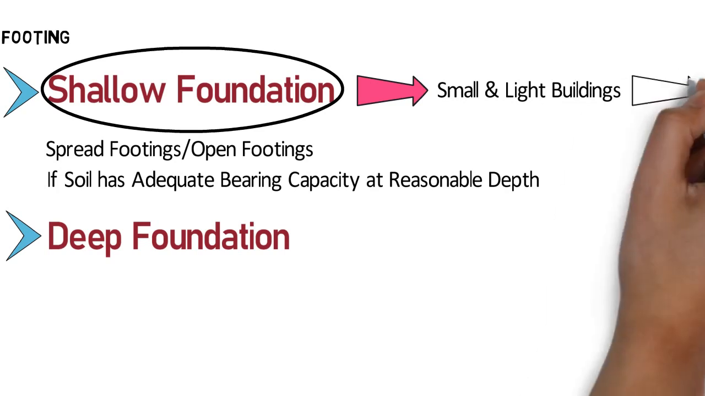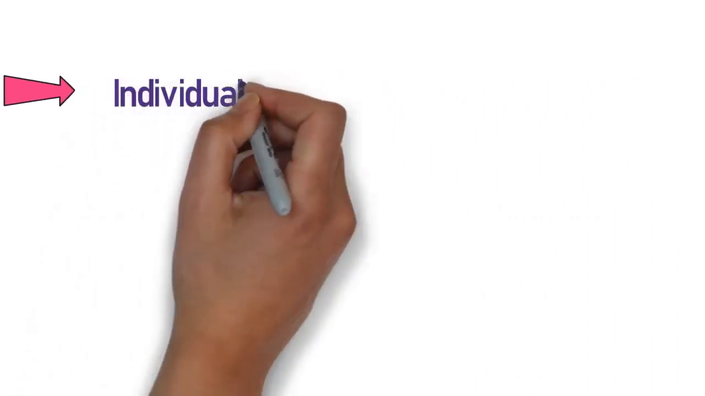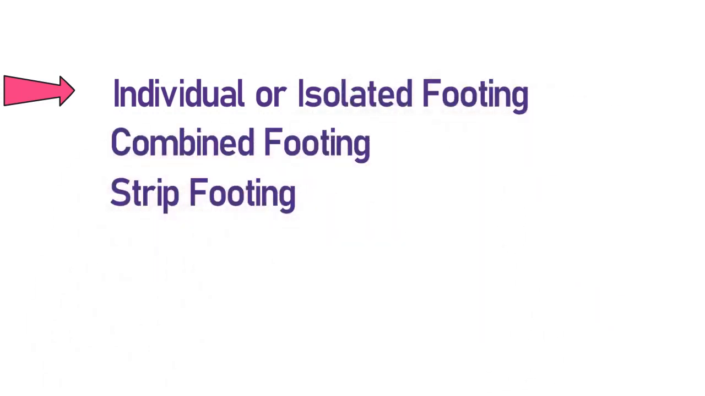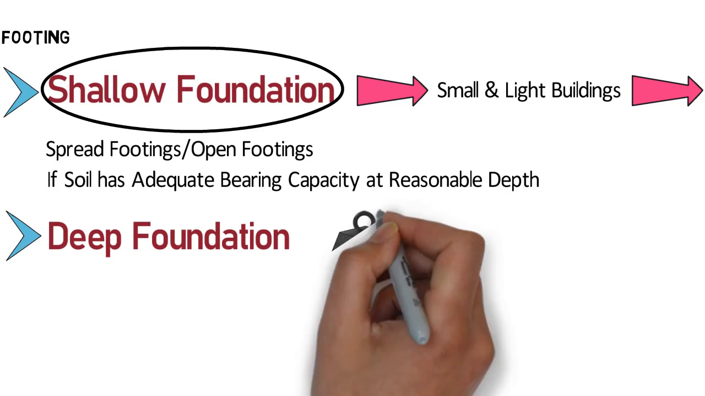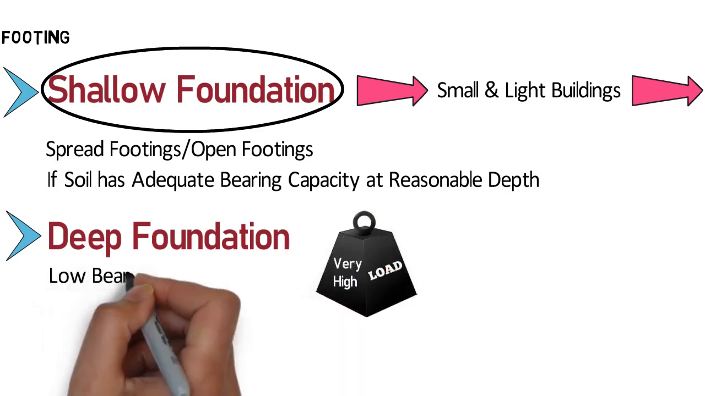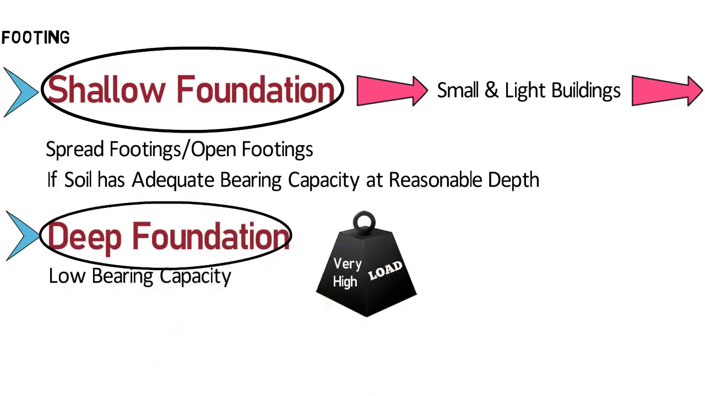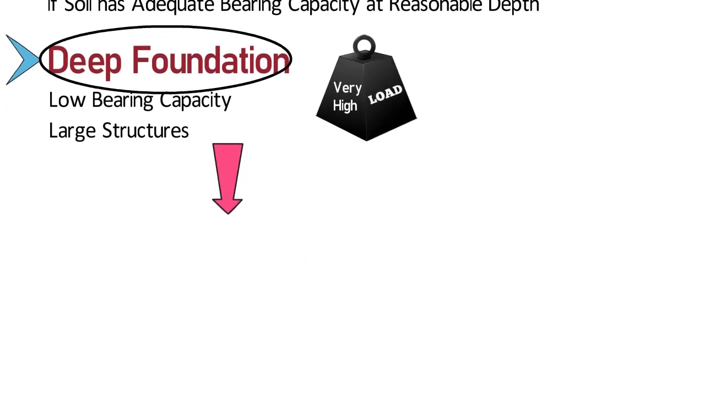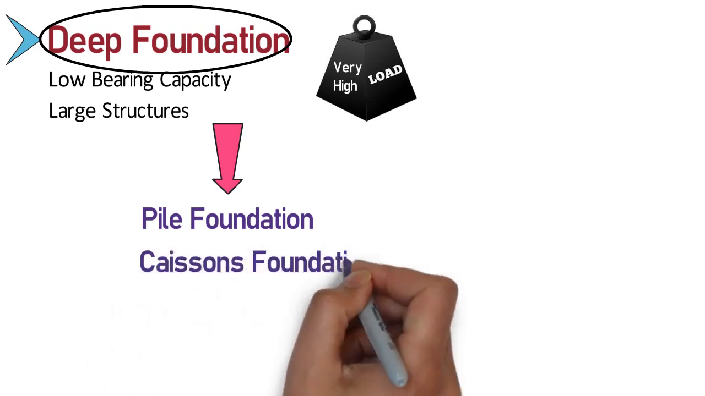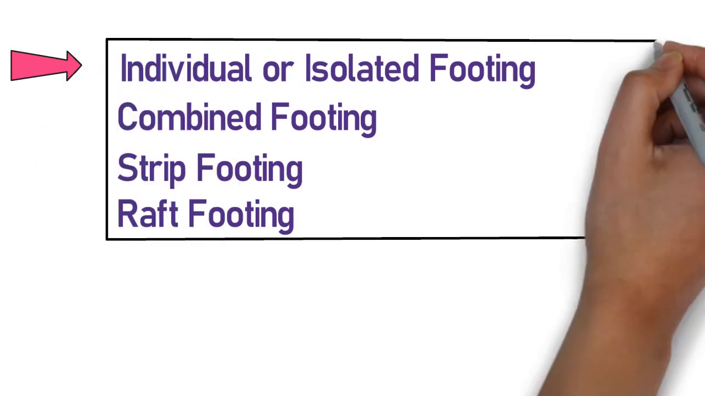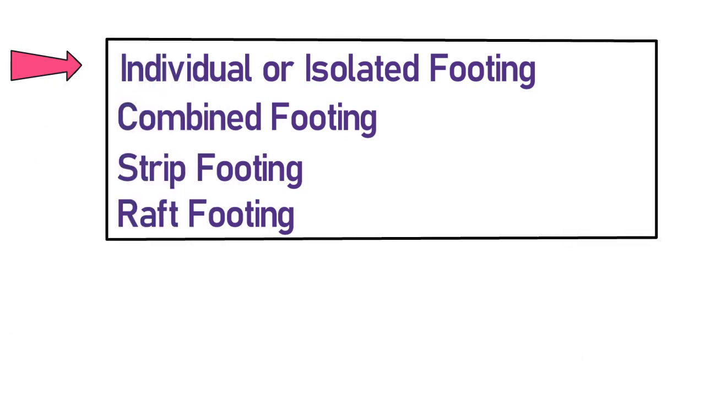In shallow foundations, there are four types. 1. Individual or isolated footing. 2. Combined footing. 3. Strip footing. And 4th, raft footing. Deep foundation. If the load to be supported is very high and soil is of low bearing capacity, then deep foundations are provided. Deep foundations are used for large structures. There are two main types of deep foundations. One is pile foundation and second is caissons foundation. Let us discuss types of shallow foundations one by one and then we will discuss the types of deep foundations.